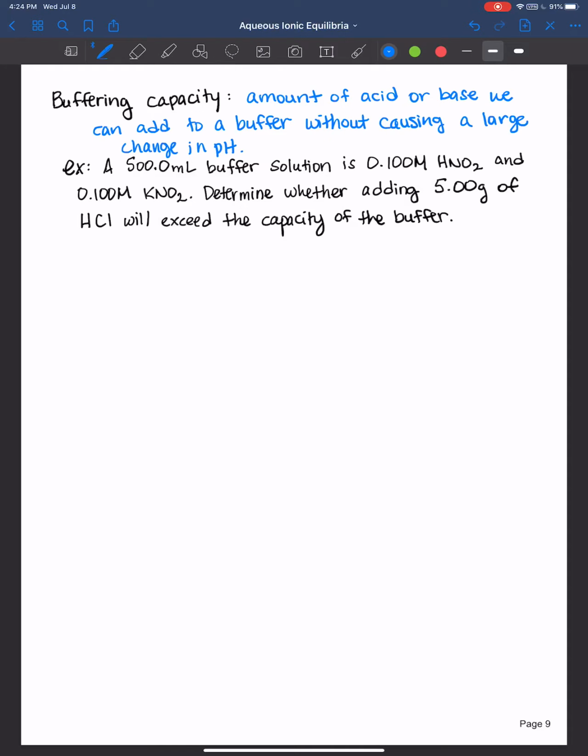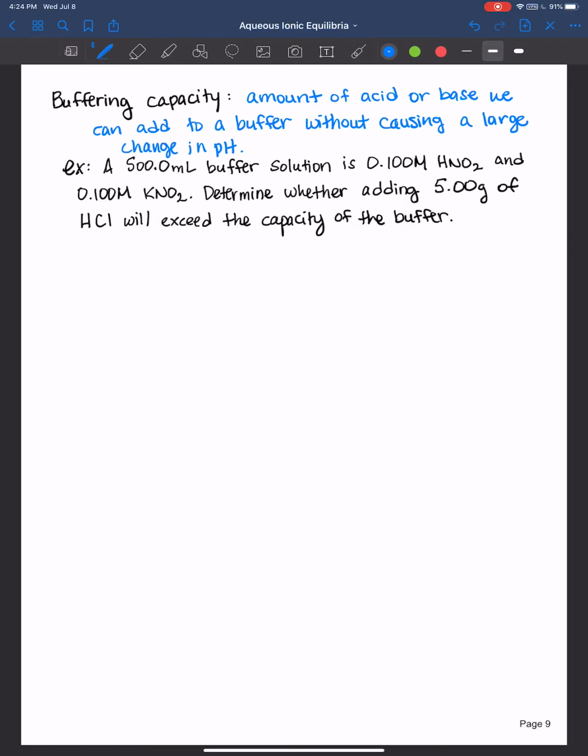Remember, the whole goal for the buffer is to neutralize added acid or base, to try to maintain that pH as close as possible to what you've started with. But sometimes maybe you add too much base or you've added too much acid. And then when you see a drastic change in pH, then you have reached the buffering capacity. You've exceeded it, in fact. So let's do an example together. Let's say we have a 500 milliliter buffer solution and it's 0.100 molar nitrous acid and 0.100 molar potassium nitrite.